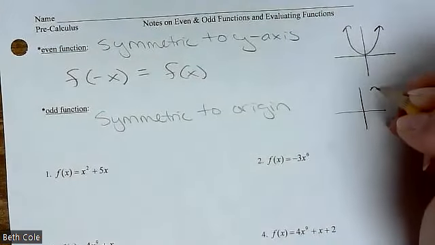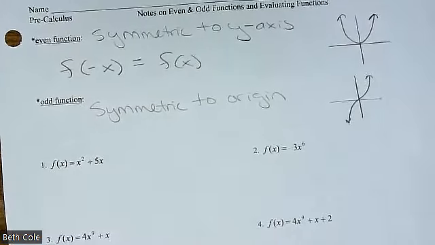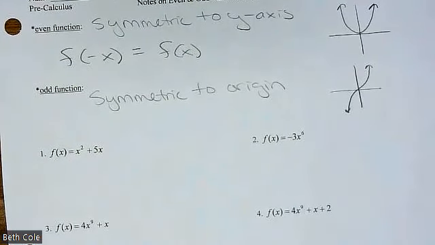Symmetric to the origin. So that would be something like this. If you're just looking at it visually, do you remember your quadrants? It's probably been a while since you've talked about quadrants, but quadrant 1 goes down to quadrant 3, like it goes across the origin. Okay, cool. So symmetric to the origin.